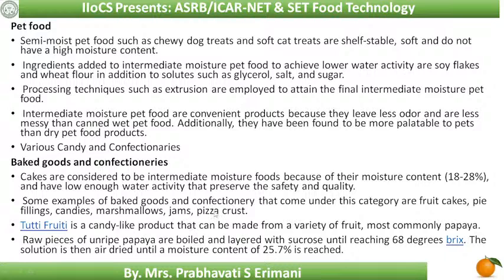These are the examples. Tutti frutti is also a candy-like product that can be made from a variety of fruit. Papaya is used to make tutti frutti, so that is also an example of IMF. Raw pieces of unripened papaya are boiled and layered with sucrose until it reaches 68 degrees Brix. When we eat tutti frutti, we never feel it is from papaya, because of the high sugar content and nice texture, like a pectin jelly. The solution is then air dried until the moisture content reaches 25.7%.